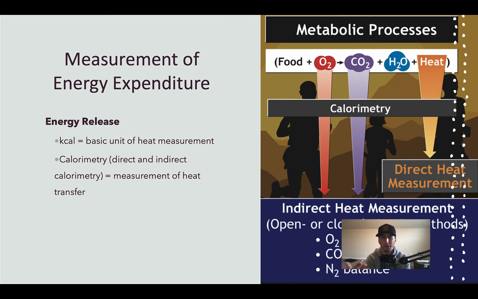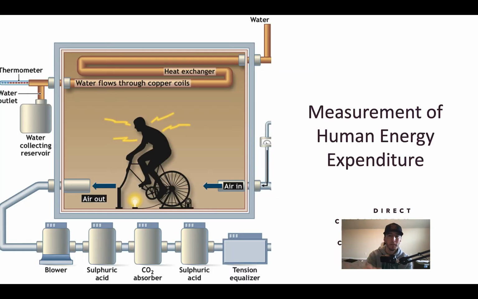For the next couple of slides, we'll have one slide on direct measures, and then a couple of slides on indirect measures and how we can actually use those in physiology and exercise science. So the first one is a direct calorimeter. This is a human calorimeter, or a metabolic chamber.